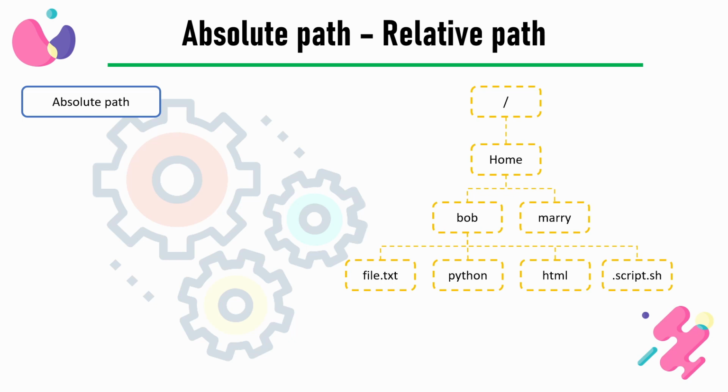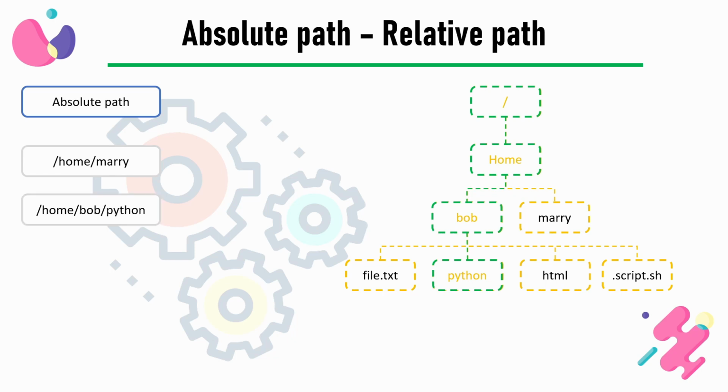For example, here the absolute path to the home directory of Mary is /home/Mary, and the absolute path to the Python directory is /home/Bob/Python. So here we start always from the root directory of the file system.